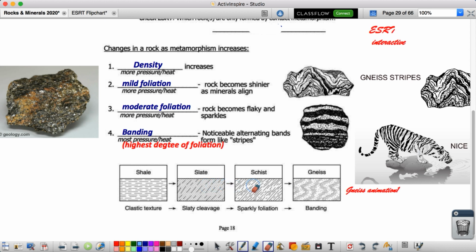Then, if you metamorphose it further, you're now going to get more of that sparkly kind of foliation, what you get with a rock known as schist. And then the highest level of metamorphism is exhibited by the banding that you see in gneiss. So gneiss is a really good-looking rock with that banding that goes on right there. Let me show you a couple of images.